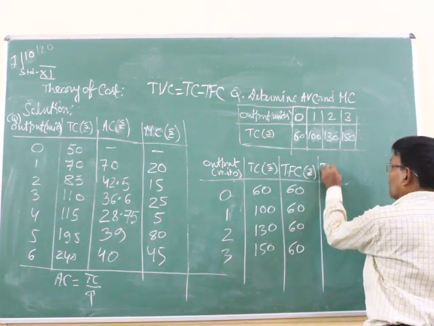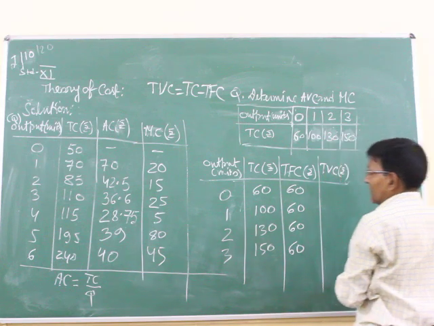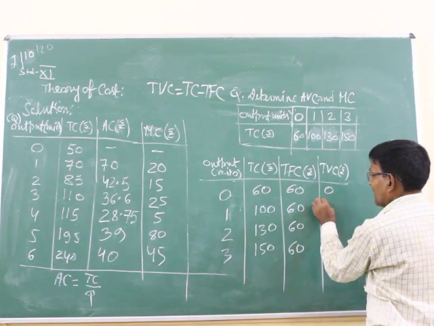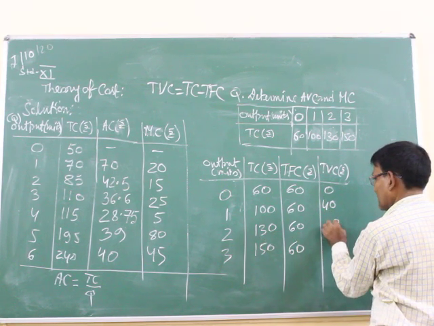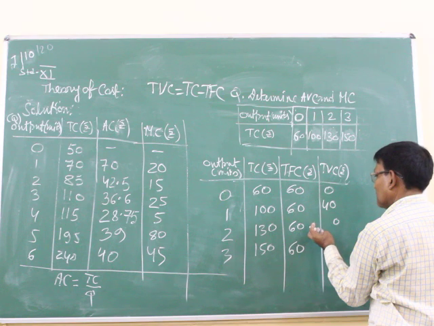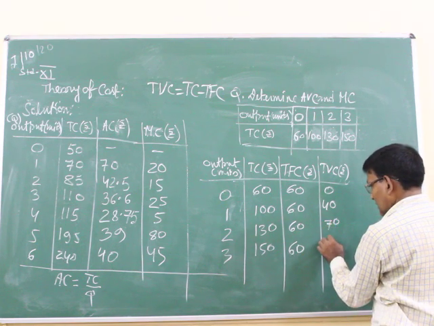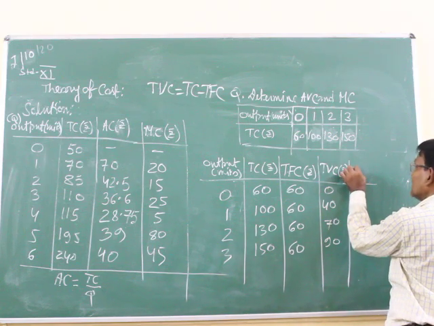After that, we have to find out the value of TDC. The formula I have written over there. 60 minus 60 is 0. 100 minus 60, it is 40. 130 minus 60, it is 70. Next one is 90. Okay, so we have got the value of TDC.